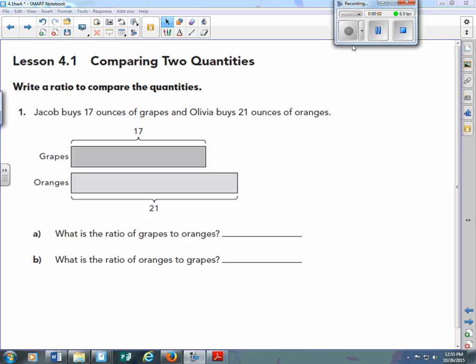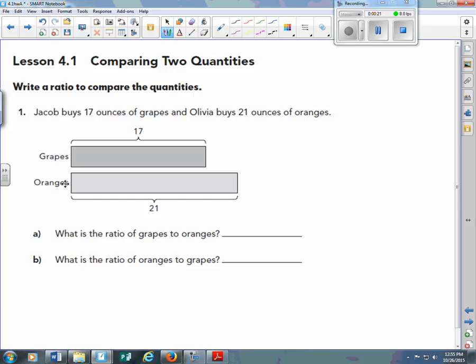Okay, so lesson 4.1, this is the extended practice or the extra practice. It says, what are the ratios to compare the quantities? Jacob buys 17 ounces of grapes and Olivia buys 21 ounces of oranges. What we need to do there is we see that there's 17 and 21. It says, what is the ratio of the grapes to oranges?